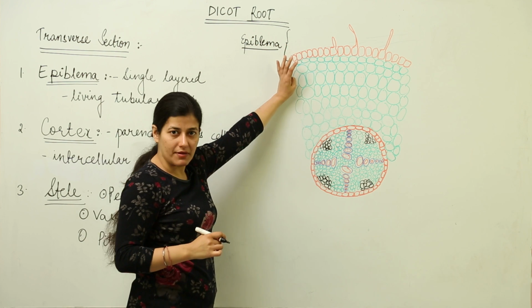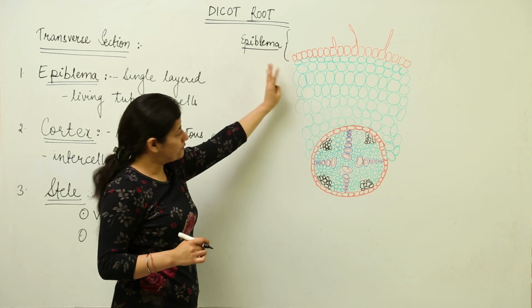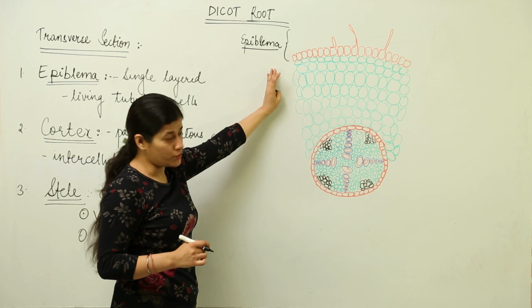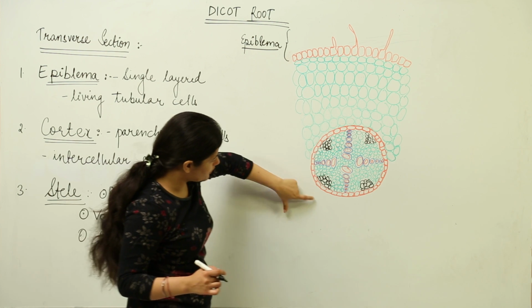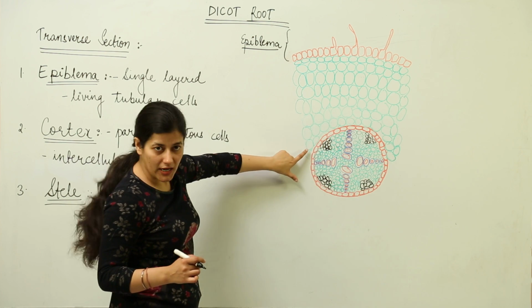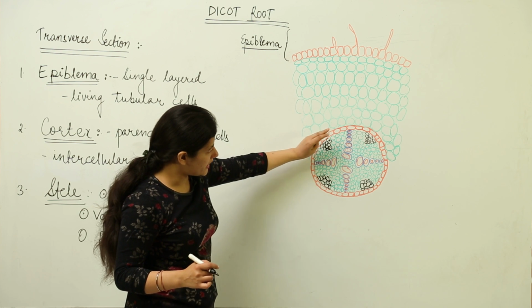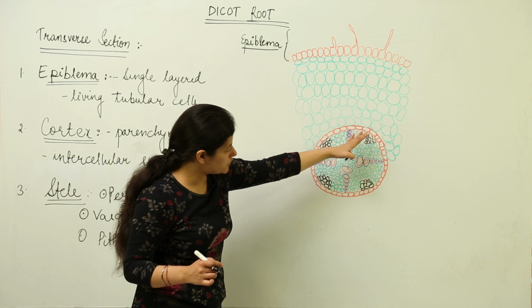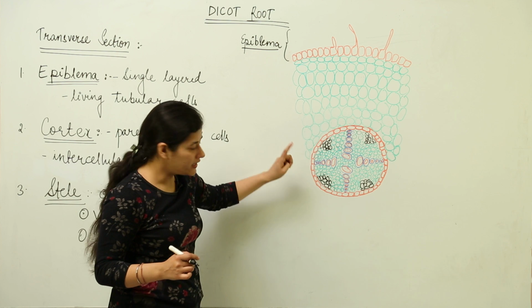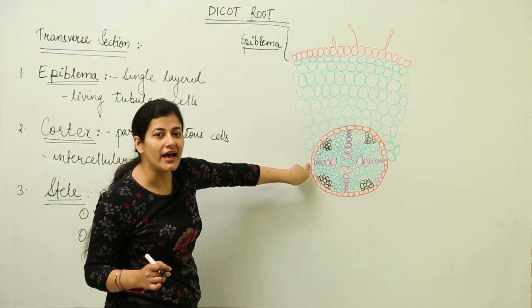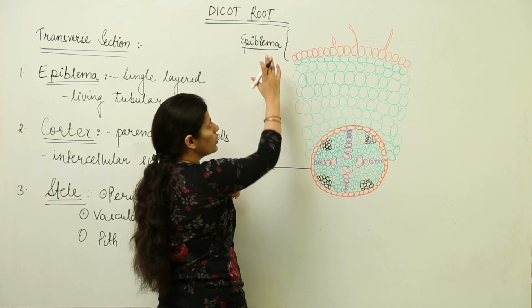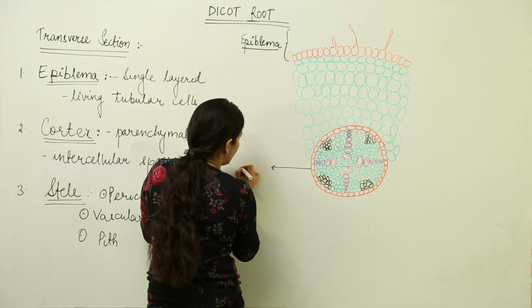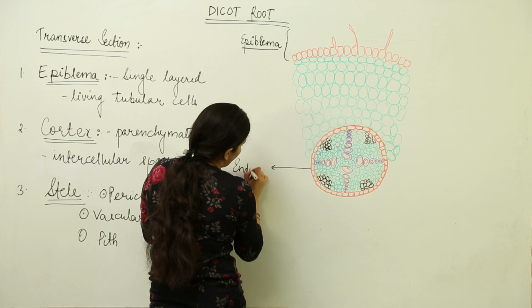This part is epiblemma. Now the second part of the dicot root would be from here till this red layer that you can see. This red layer is made of tubular cells, which are cylindrical sort of cells, which are arranged and tightly packed. This layer is known as endodermis. Now we have an epidermis called epiblemma, and we have another red part, that is endodermis.